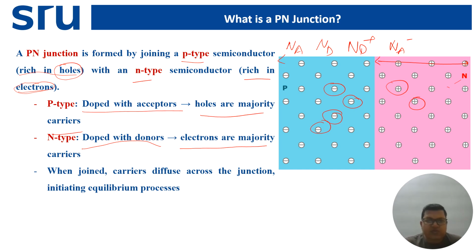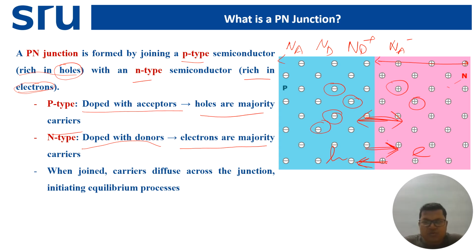carriers diffuse across the junction, initiating the equilibrium process. When these two sides are joined together, what will happen? On the p side we have lots of holes, and on the n side we have lots of electrons. So the n side has fewer holes. The holes will see a gradient from left to right, whereas the electrons will see a gradient in the opposite way, from the n side to the p side.